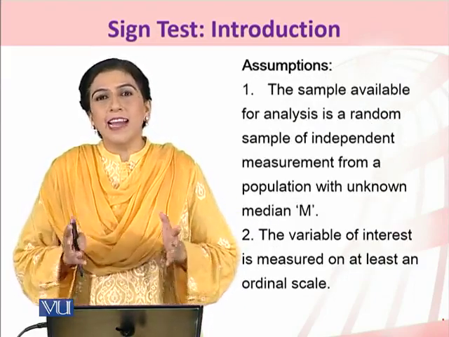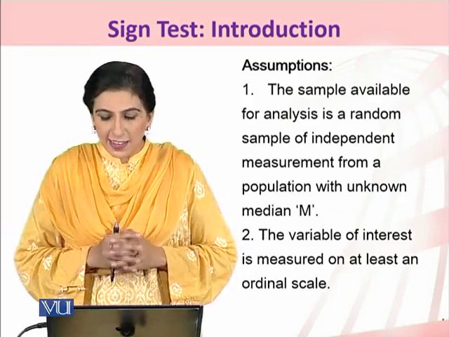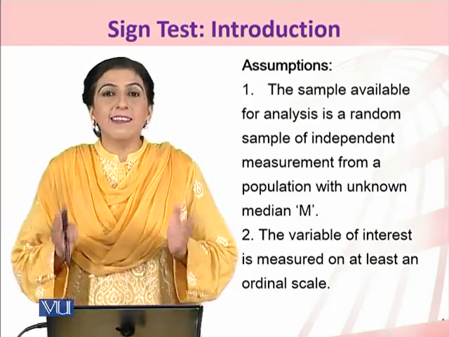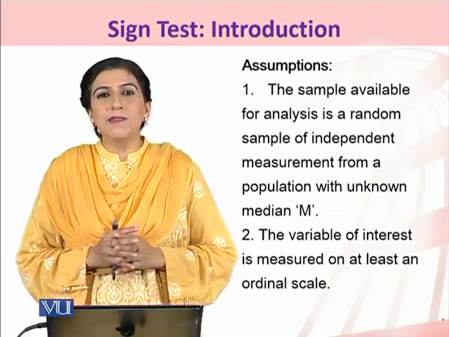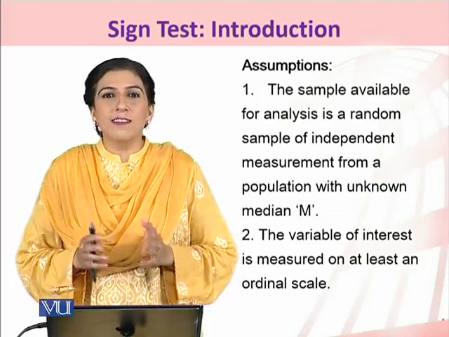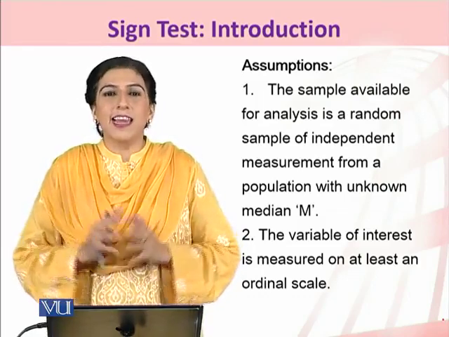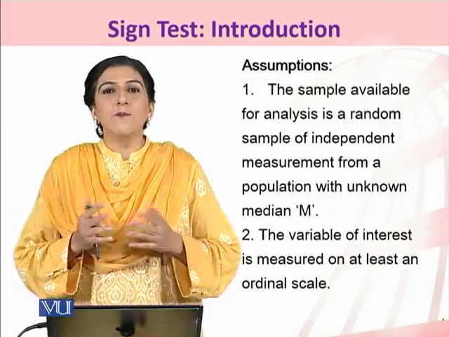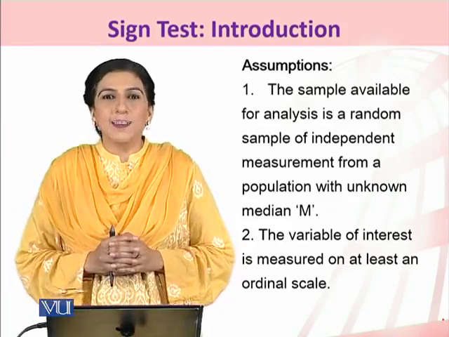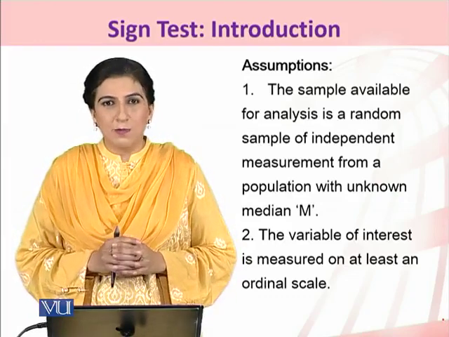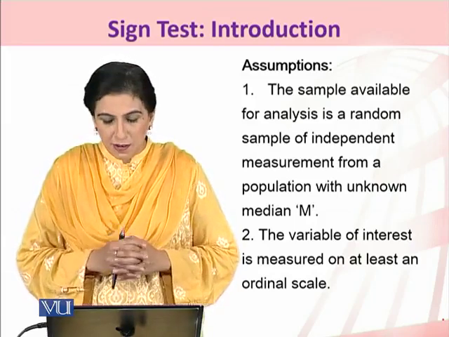Before applying the sign test, we need to consider some assumptions. And what are they? The first assumption is that the sample you use for analysis is a random sample. By random sample, what do we mean? If we toss a coin, for instance, there are two possible outcomes. One is head and one is tail. Both are equally probable. But when we are tossing the coin, we don't know whether the head would appear or the tail would appear. So this particular example is an example of a random sample.